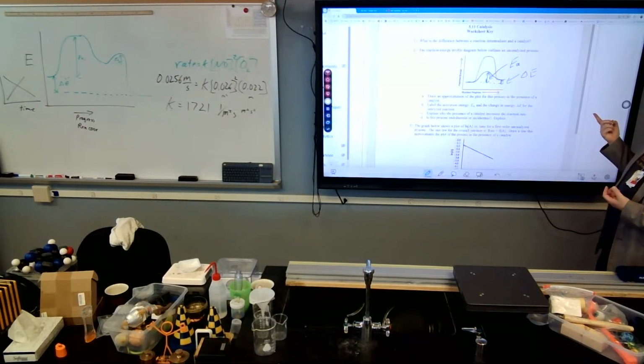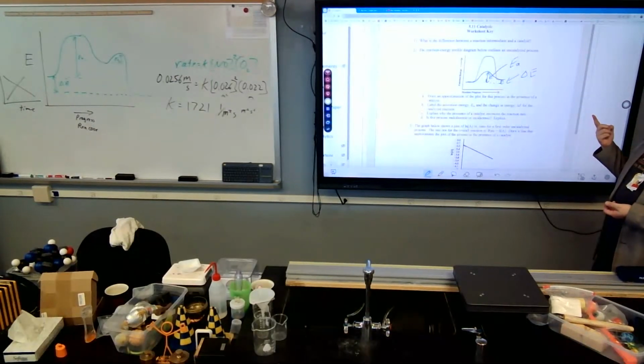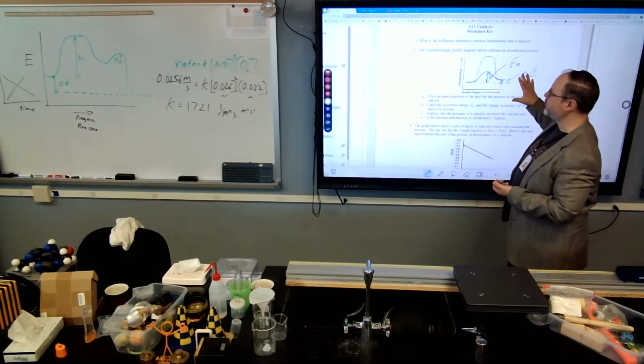Is that process exothermic or endothermic? Endo, how do you know? The products are higher than the reactants. Yeah, products are higher energy than reactants. All right, cool. Comfortable with number 2?